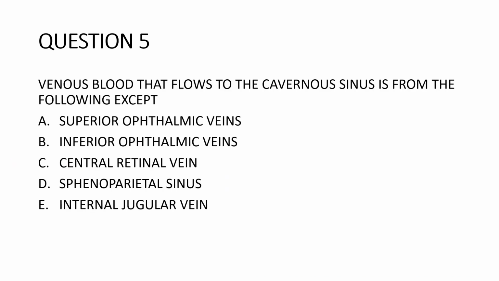The fifth question: venous blood that flows to the cavernous sinus is from the following except. A, the superior ophthalmic veins; B, the inferior ophthalmic veins; C, the central retinal vein; D, the sphenoparietal sinus; and E, the internal jugular vein. So let's look at the answer.